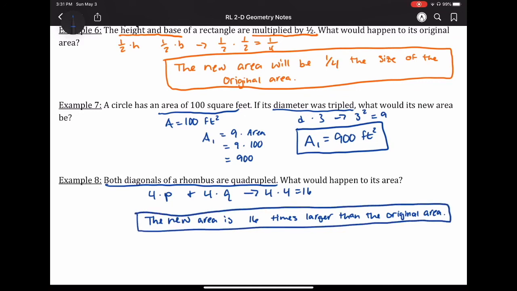This is where we're going to stop for today. We'll pick back up with our next unit covering geometric probability.